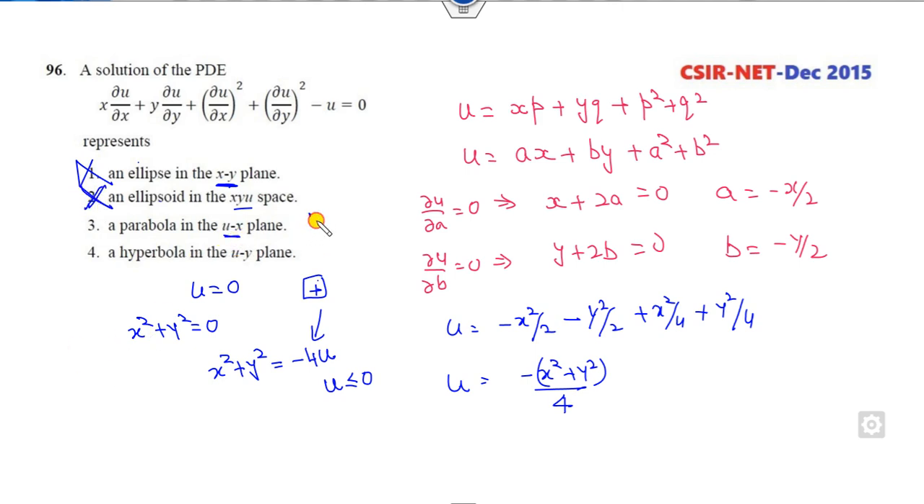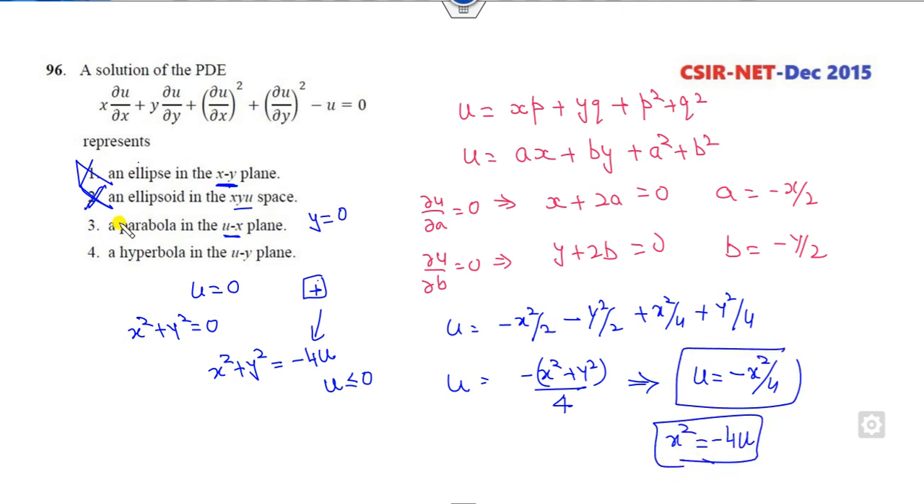In the ux plane, it means y is equal to 0. When you substitute y as 0, then what is the equation of this? x square is equal to minus 4 of u. That's a parabola. So you can see here, hyperbola. And in the uy plane, it means x is equal to 0. When you take x equal to 0 here, you will get u as, which is a parabola. But they are talking about the hyperbola. So the right answer is only C.